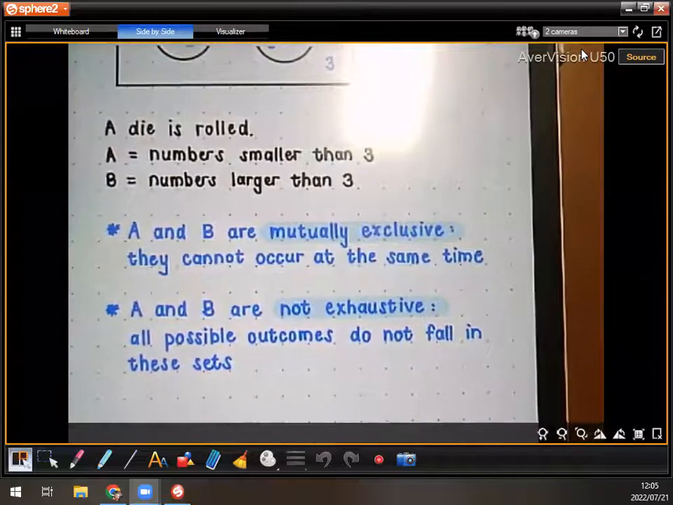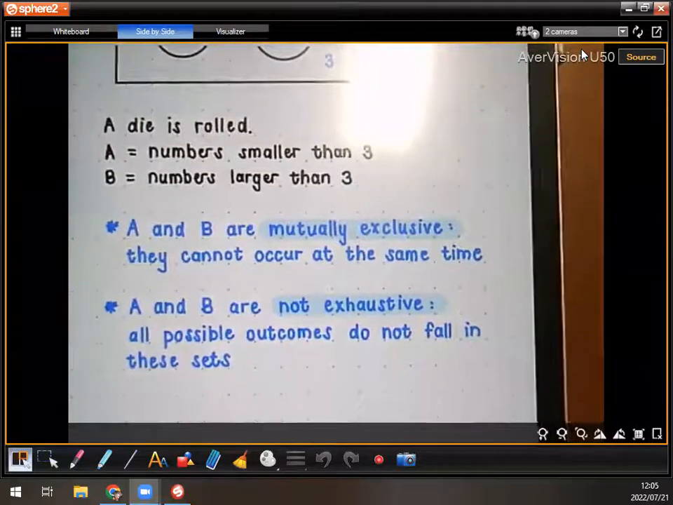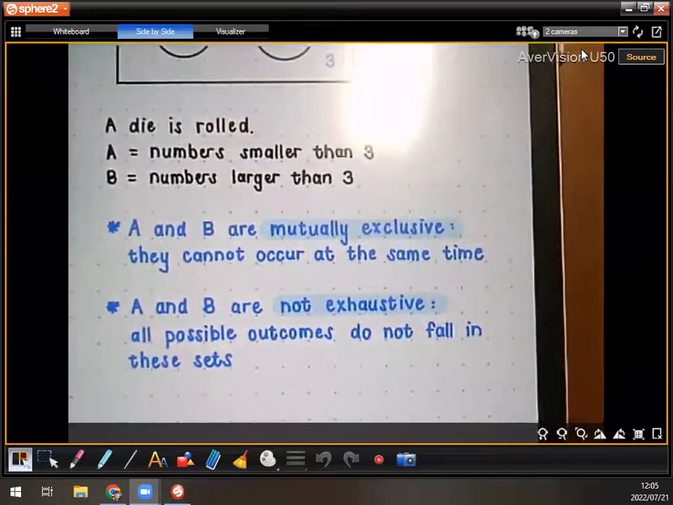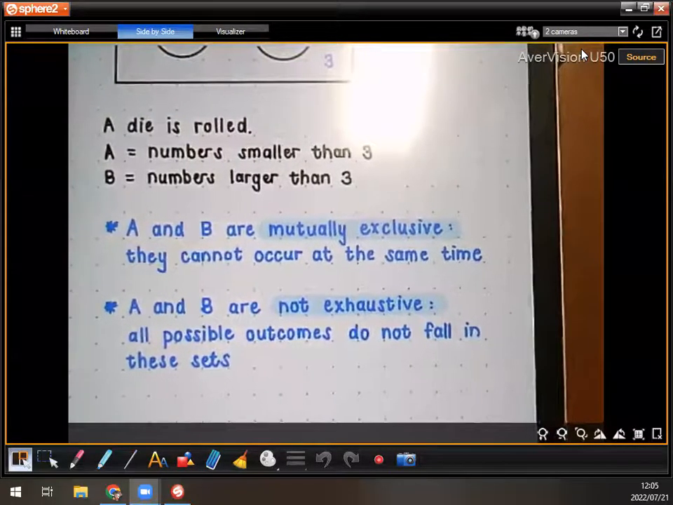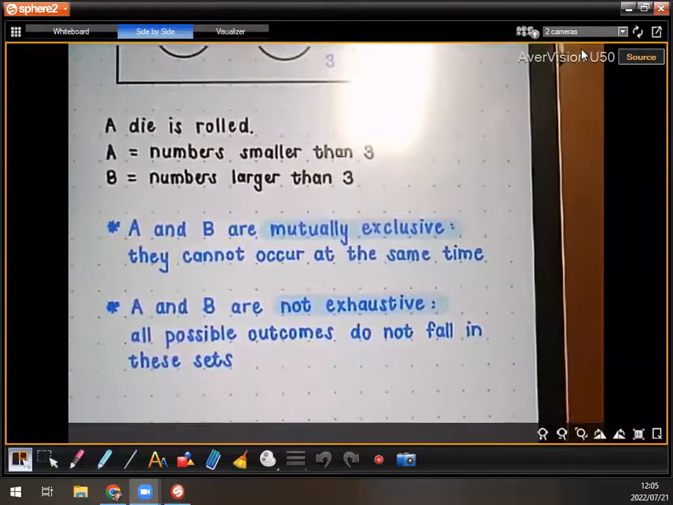And so exhaustive events are just when all of the outcomes are in those 2 circles. In this case, because 3 doesn't fall into either of them, they are not exhaustive.